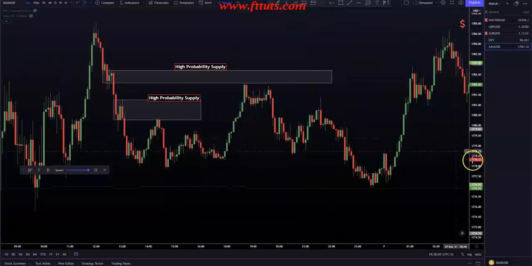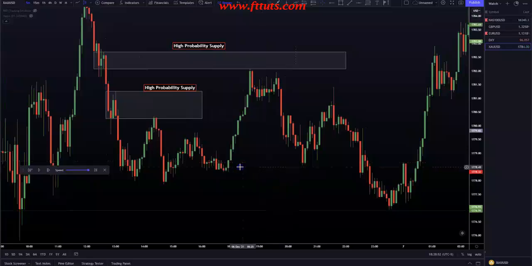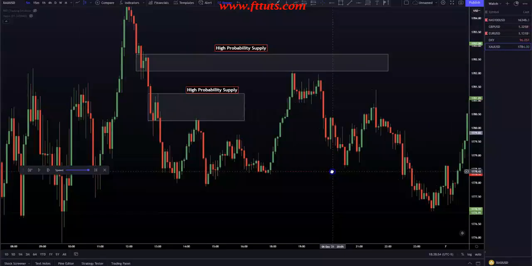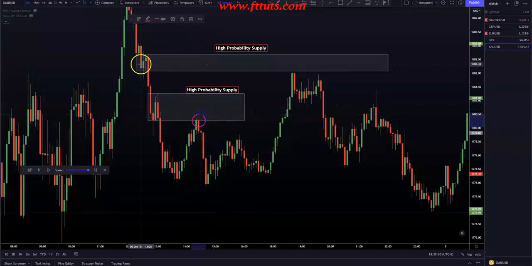All right. So now we got two high probability supplies. And why do they both look the same? They both look the same because look at how this candle came out of that green, that last up candle. It came out of that area. No pullback, no wick, no anything until it came right here. That is valid. Same thing over here.